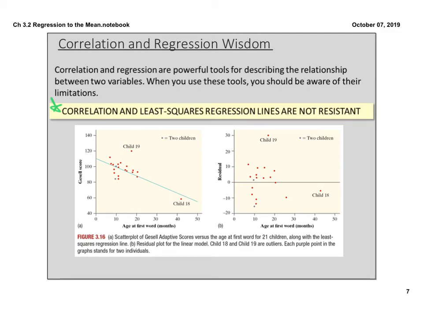If you take a look at these two plots right here, here's a whole bunch of data. I've got a cluster of all those red points. The purple points are where there are two children that fall in the same point, so they just used a purple dot to represent 2 instead of 1. And you can see the LSRL going through. Now, here I would argue is an outlier. Here I would argue is an outlier.